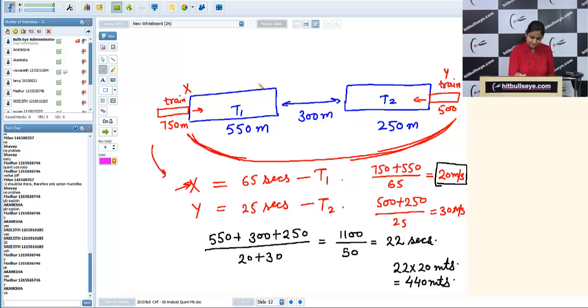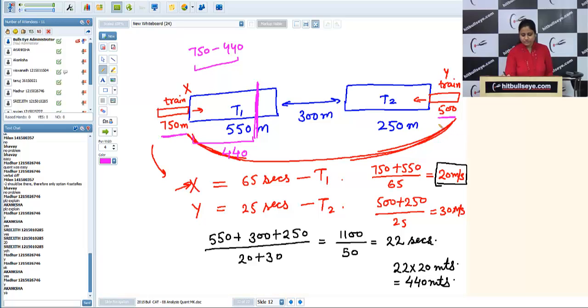It means the train will be somewhere on this pink spot, because the total tunnel length is 550 meter, but the train has covered 440 meter. So it will be 440. But the train length was 750. It means the remaining length is not in the tunnel, it is outside. So this is the length of the train X, which is not in the tunnel.